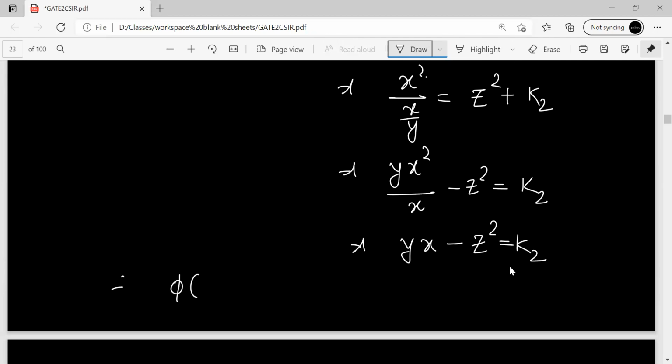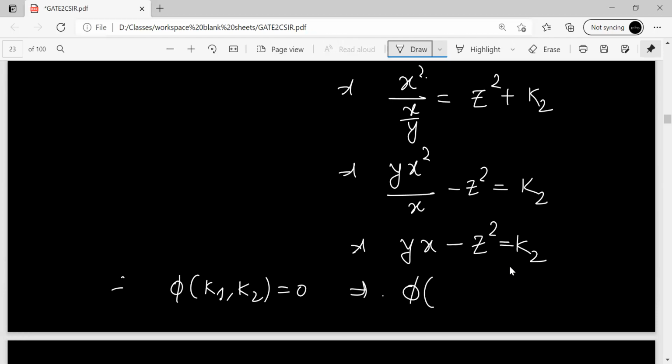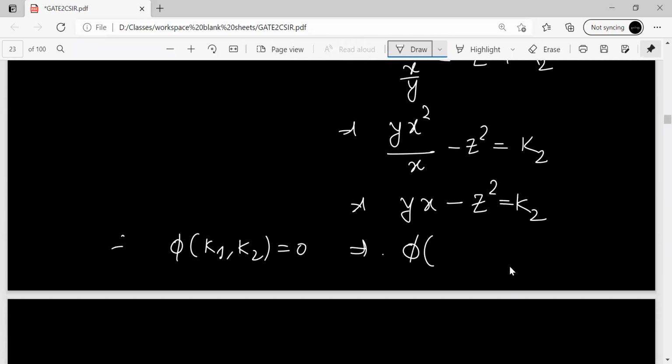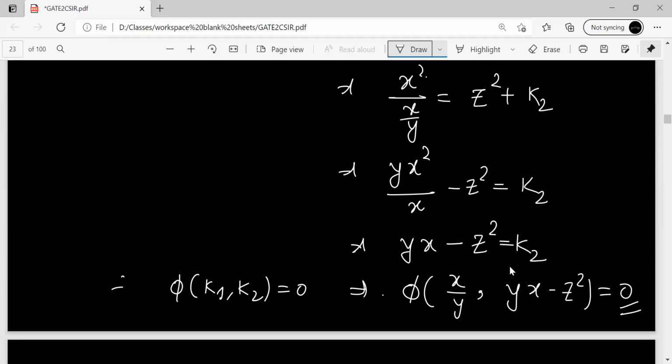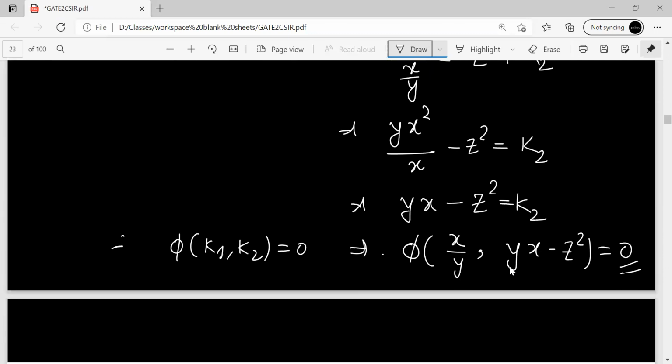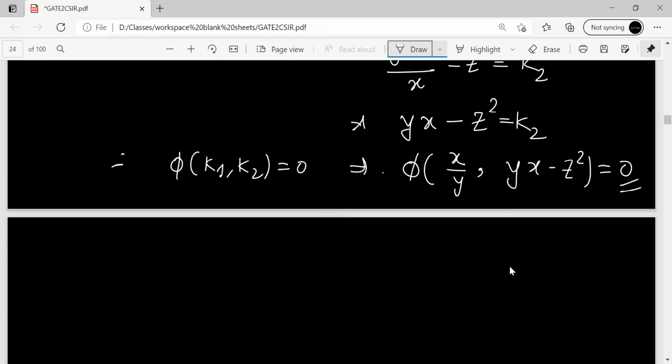So therefore phi of k1 and k2 equal to 0. So this implies phi of k1, what is k1? X upon y. So phi of x upon y, comma yx minus z square equal to 0. This is the required solution. So I hope you must have got this. If you have not, keep watching the video and keep practicing. I'll take one more problem and then we will stop. And then in the next session we will solve Cauchy problem.